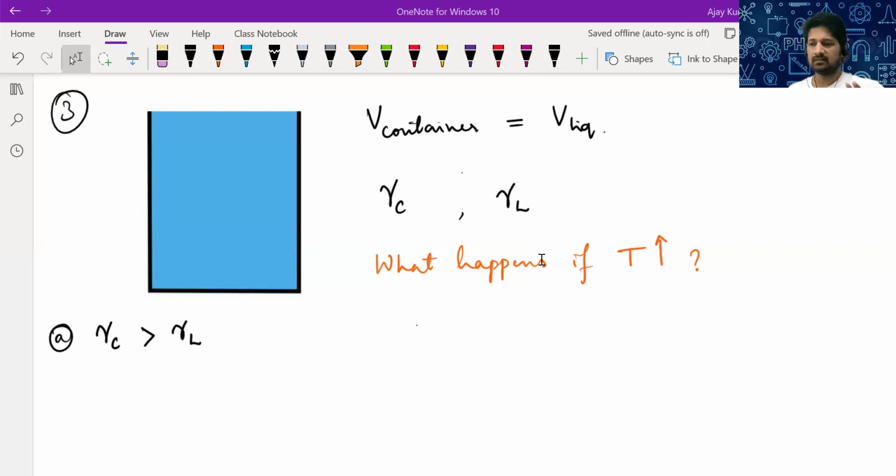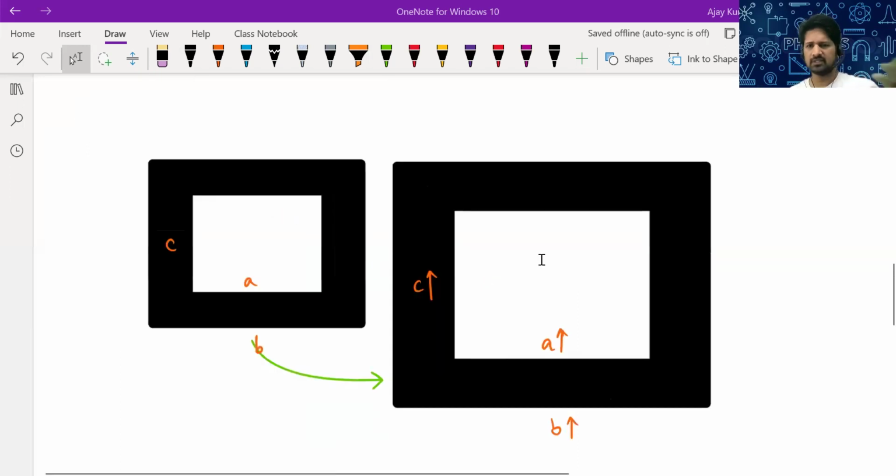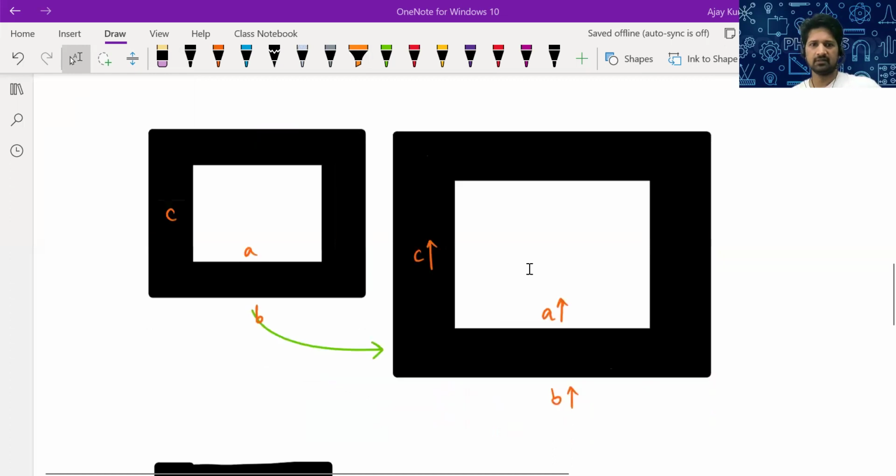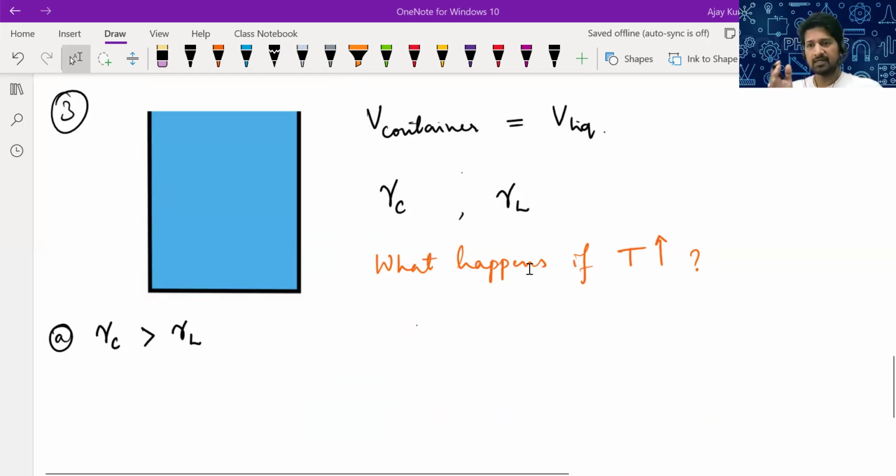See, the material that is expanding here is not the same material throughout. In the previous question, there was a metal frame expanding with a cavity inside, but it was the same metal everywhere. So the same relative expansion happens everywhere. But here, the liquid part has a different gamma value compared to the container part. So they will not expand in the same manner. And it is given to you in this case that gamma of container is more than gamma of liquid.